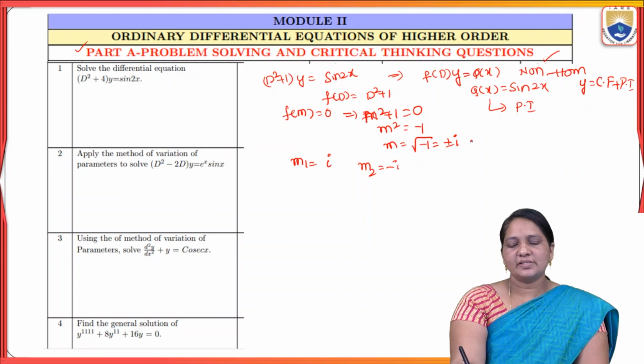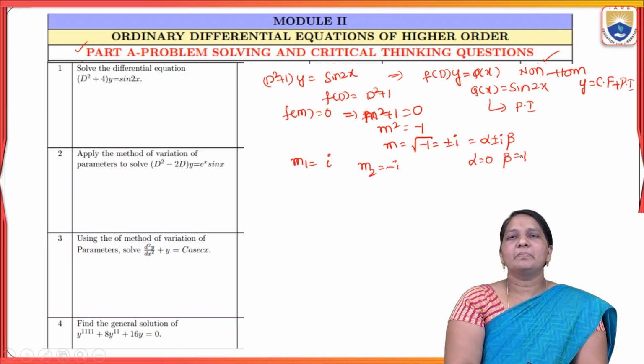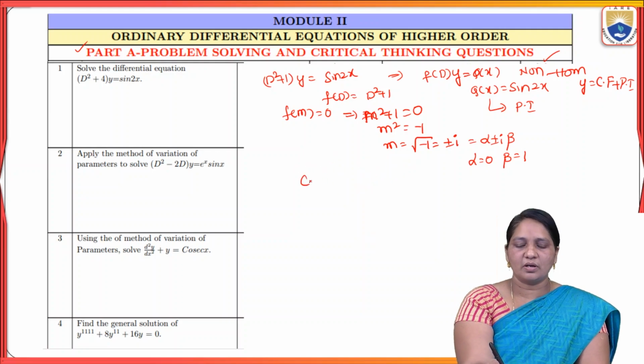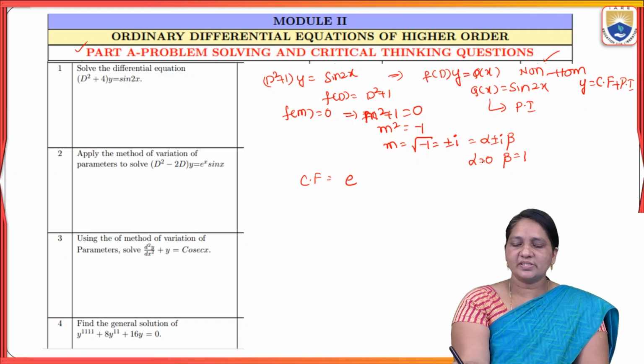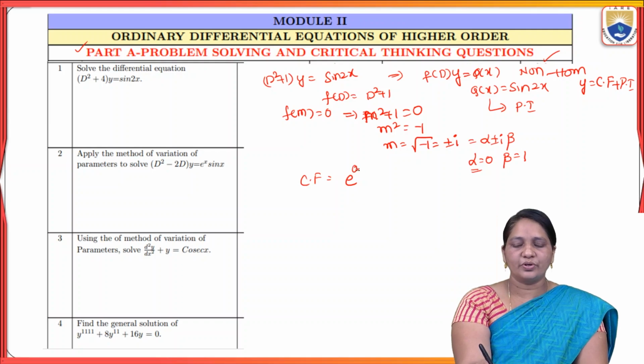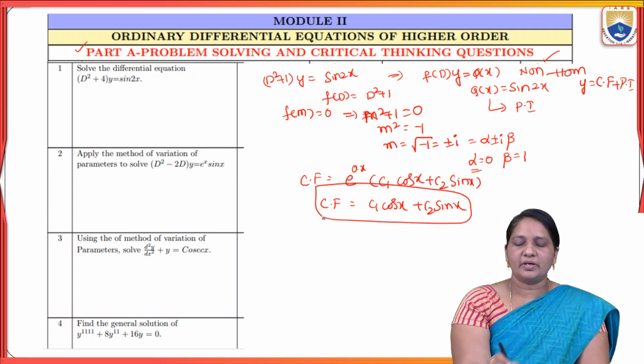So we can write this as alpha plus or minus i beta. Alpha value is 0 and beta value is 1. Based on this, we can write the complementary function. What is the complementary function? If roots are complex, the complementary function is e power alpha x, so e power 0 into x, times c1 cos beta x plus c2 sin beta x. Beta value is 1, so c1 cos x plus c2 sin x. e power 0 is 1, so the complementary function is c1 cos x plus c2 sin x.